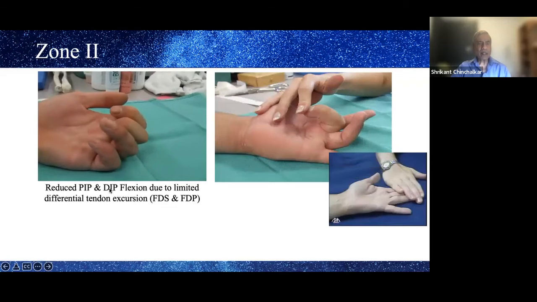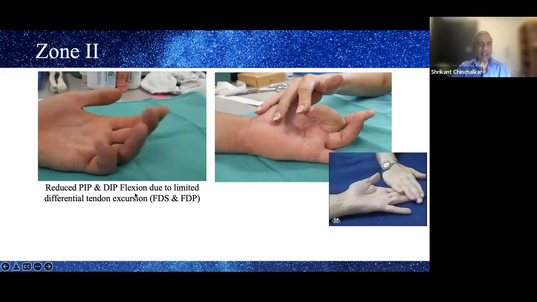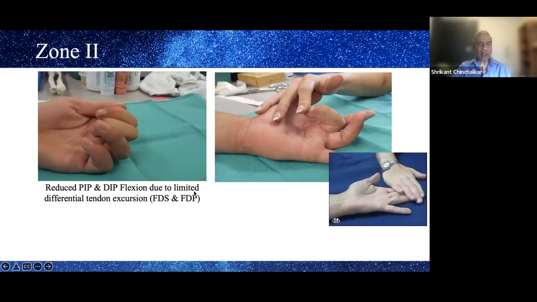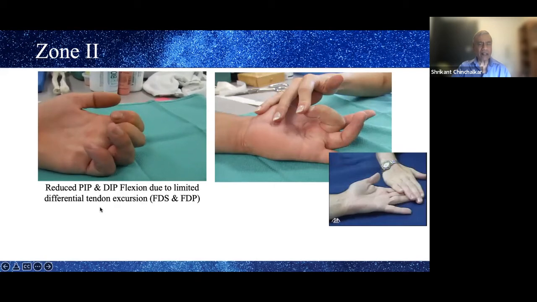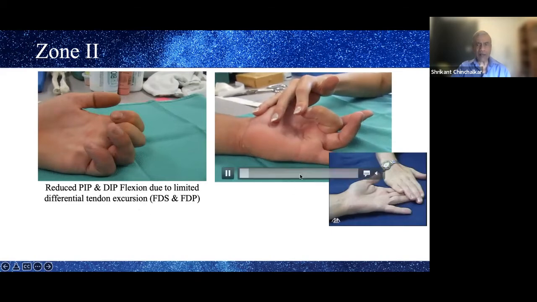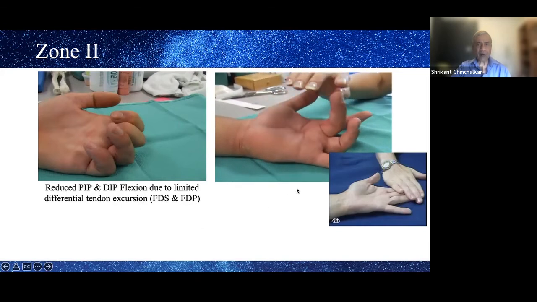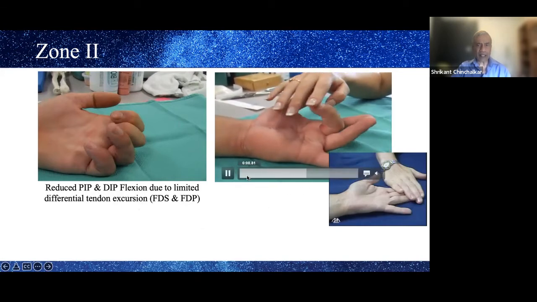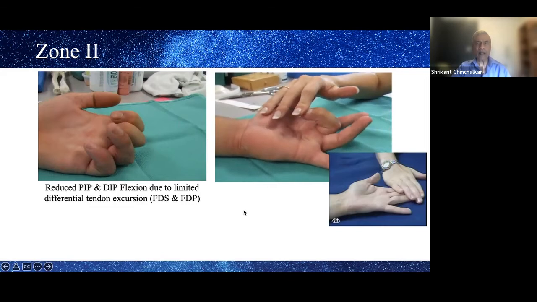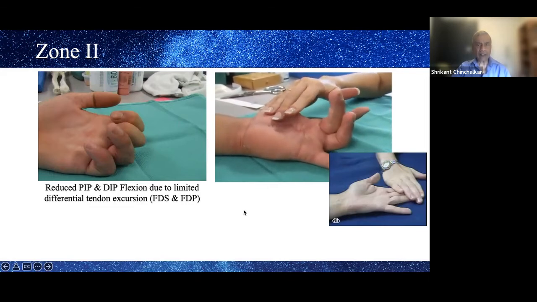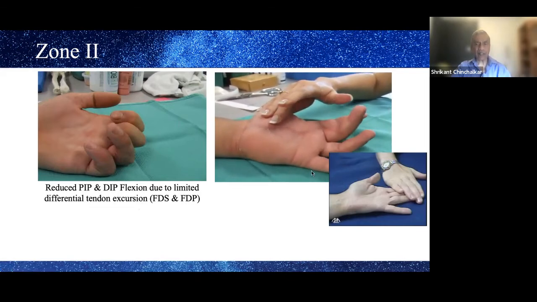So in zone 2, the most common finding is patients having reduced PIP and DIP joint flexion because there is limited differential tendon excursion between FDS and FDP. Or patients may have a lumbrical plus. This is a classic test for lumbrical plus. We often perform passive flexion and ask the person to hold that flexion posture. And if the finger abruptly comes into extension, that is definitely suggestive of lumbrical plus.